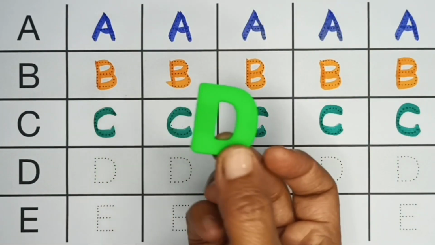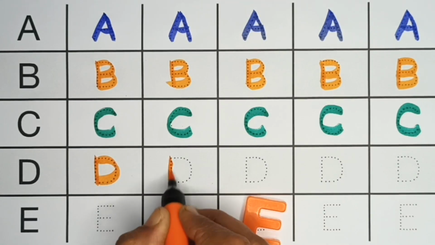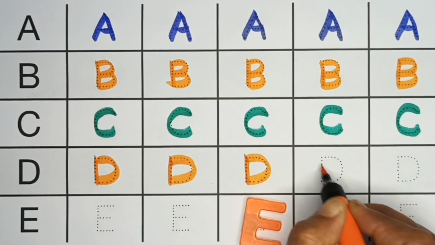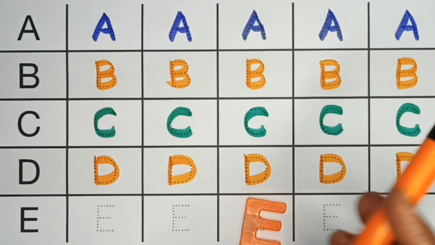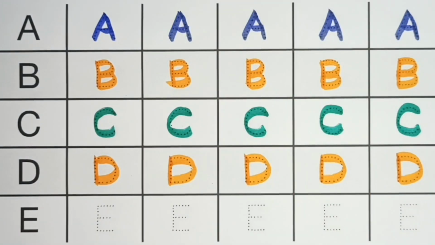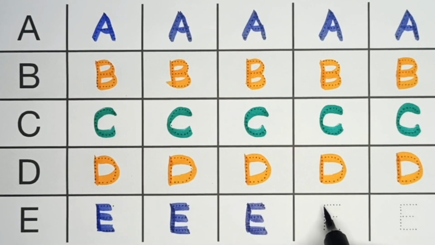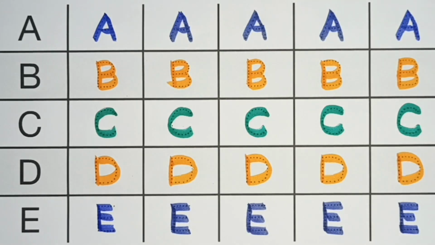D for dog. D. Orange color D. E for elephant. E. Blue color E. Thank you.